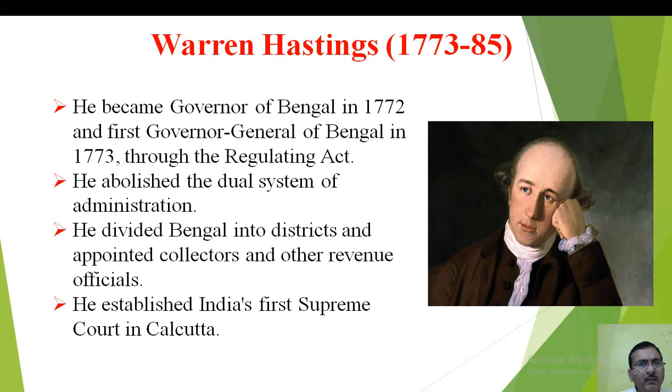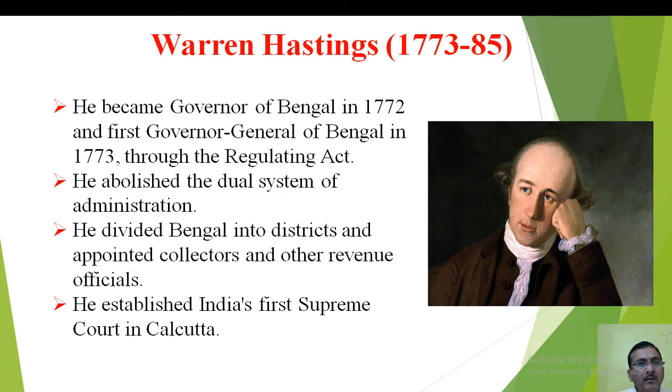In the year 1772, Warren Hastings became the Governor of Bengal. But as per the provisions of the 1773 Regulating Act, he was elevated to the post of Governor General of Bengal. When he became the Governor General of Bengal, he adopted several measures, and we are going to discuss the basic features of his tenure here today.